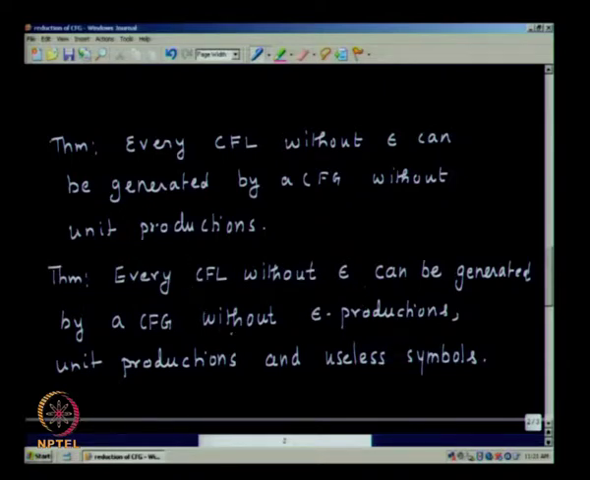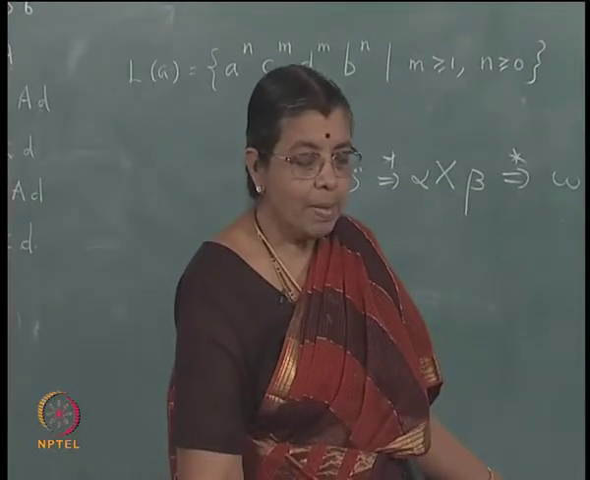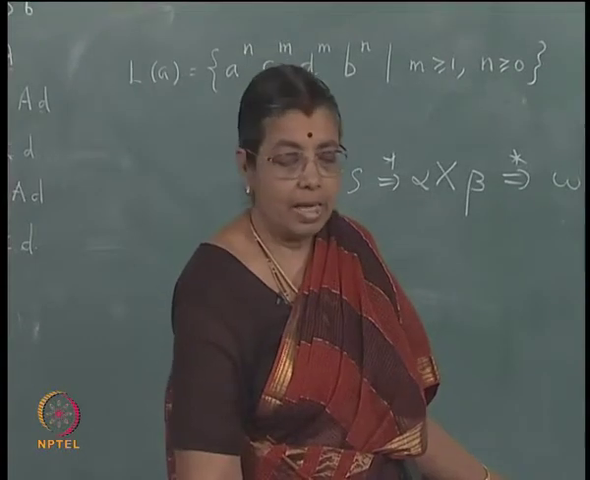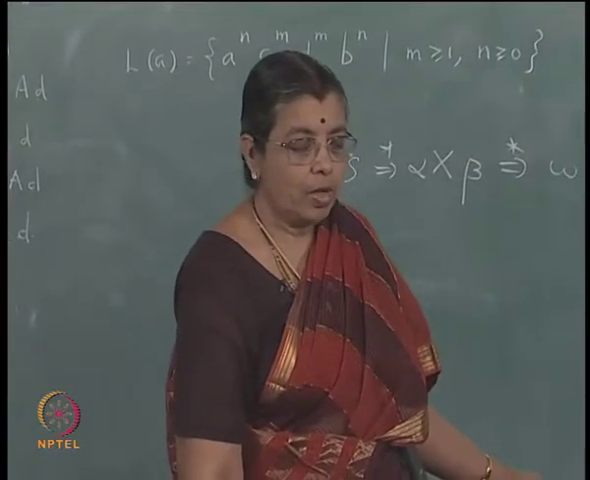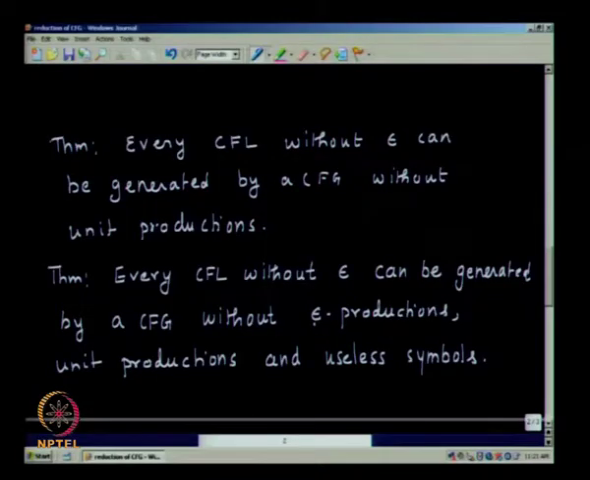So, the first step will be to remove the epsilon productions, because when you remove the epsilon productions, you may introduce unit productions. So, first remove the epsilon productions, after removing them remove the unit productions, then after doing this remove the useless symbols, using lemma 1 and lemma 2 in that order. So, ultimately you will end up with a grammar which does not have epsilon productions, unit productions and useless symbols. Such a grammar is called a reduced grammar.